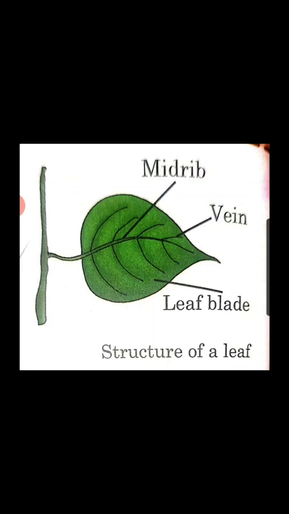The second one is the veins. The thin lines which you can see in this picture on the leaf, the thin lines on the surface of the leaf are known as veins. What is their function? Their function is to carry water, food and minerals to the different parts of the plant. When they make food, they provide the food to different parts of the plant by carrying water, food and minerals.